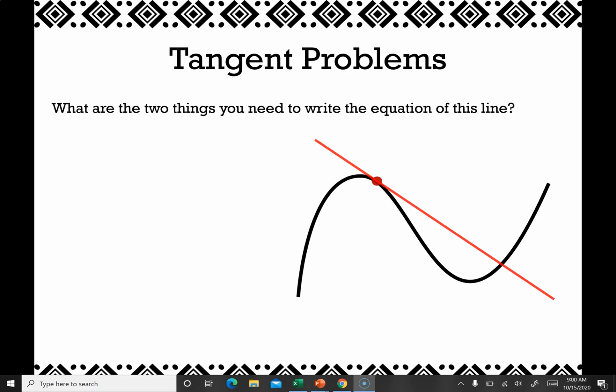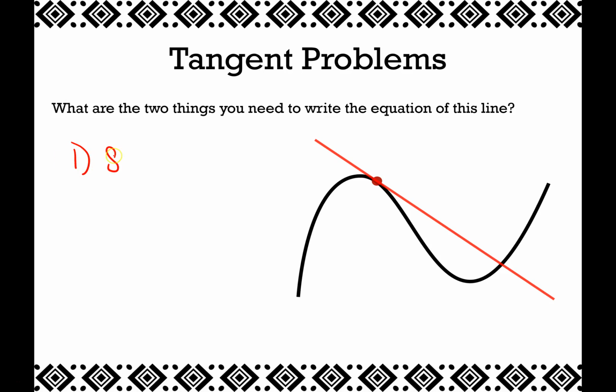These are some of my favorite problems, these tangent line problems. In order to tackle them, though, we need to know how to find the equation of a line. And there's two things that you learn from Algebra 1 that you need. One, you need to know the slope of that line. And two, you need to have a point on that line.